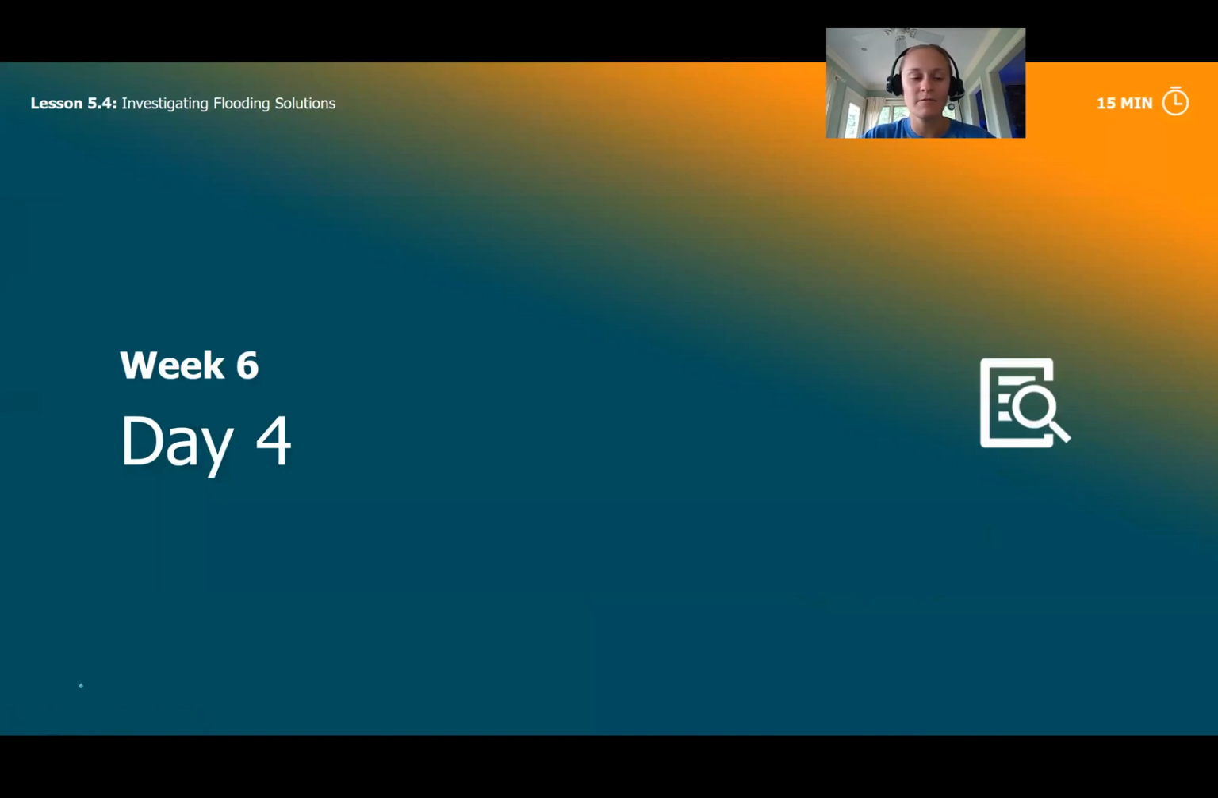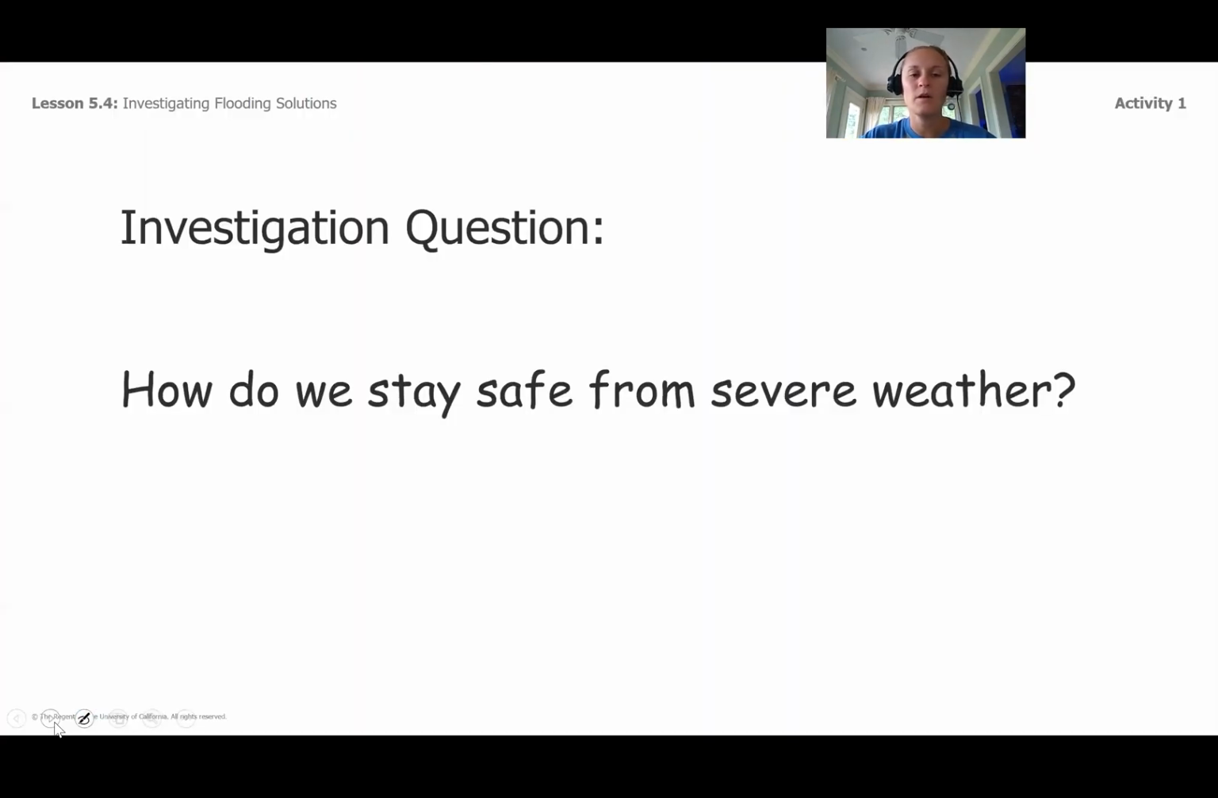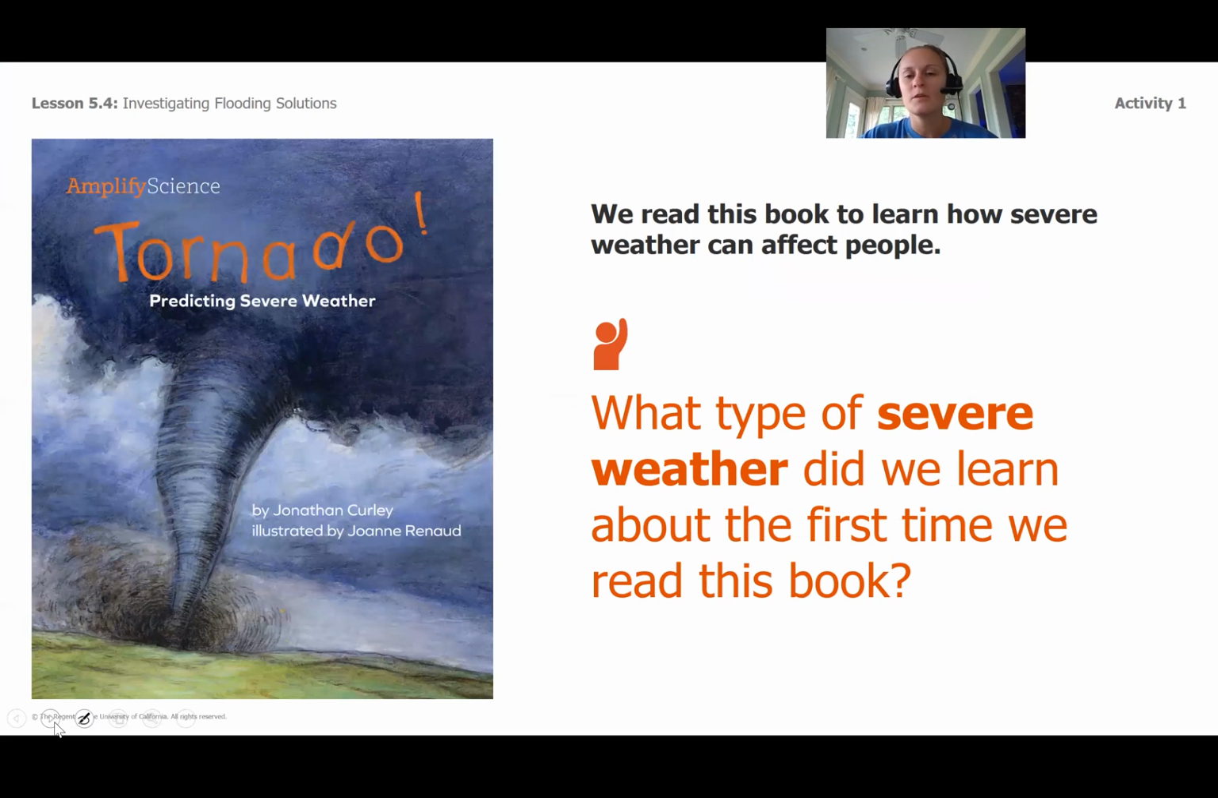Okay, let's move on to day 4. So our investigation question for day 4, how do we stay safe from severe weather? So we already read this book to learn how severe weather can affect people. What type of severe weather did we learn about the first time we read this book? Well, the first one's a pretty giveaway, right? Tornadoes. Okay, we read about the tornadoes and predicting them, and how weather scientists can predict those, which is really cool.